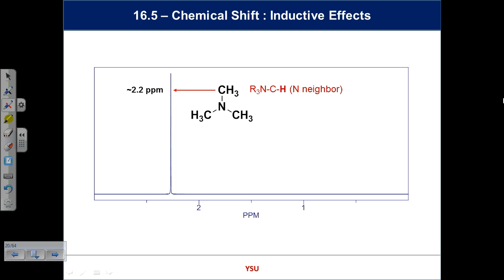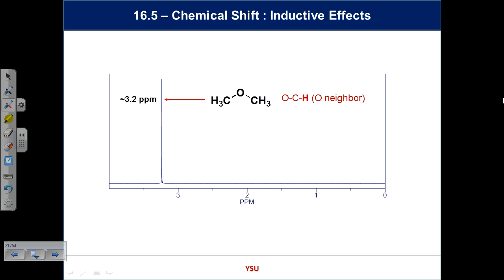In this example, we have an N neighbor. The N neighbor is pulling electron density away from the neighboring C, which will then pull electron density away from the H, and that means that this proton is going to be de-shielded compared to the external magnetic field, and the manifestation of that is a shift downfield. 2.2 ppm should be in the approximate ranges in terms of where these things will show. It is going to be consistent, I think.